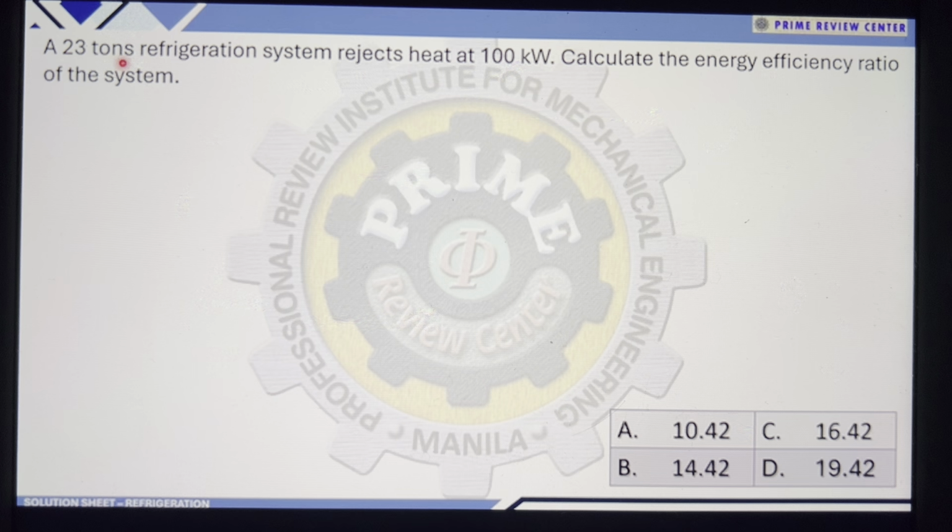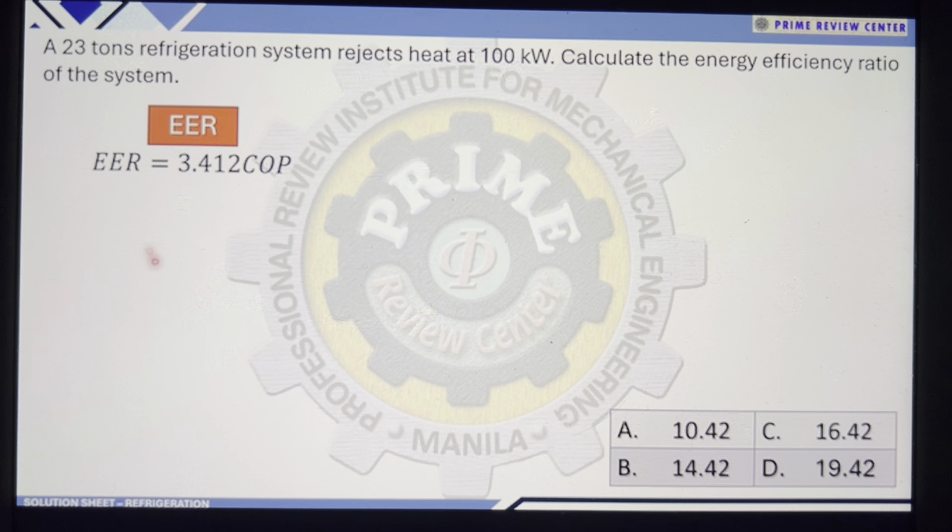A 23 tons refrigeration system rejects heat at 100 kilowatts. So calculate the energy efficiency ratio of the system. So ang hinahanap lang dun sa problem is yung tinatawag na EER or yung energy efficiency ratio. So sa EER, actually EER is basically same concept sa COP.